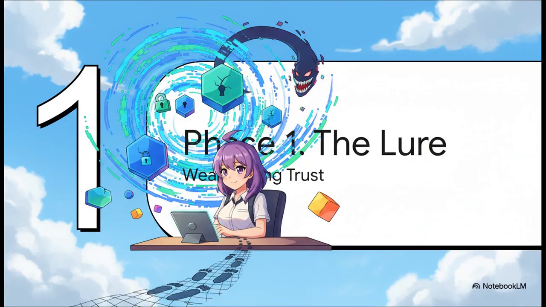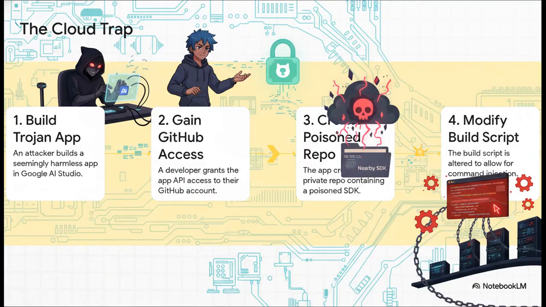So where does an attack of this scale even begin? Well, it's probably not where you'd think. It doesn't start with some crazy technical exploit, but by weaponizing the one thing developers rely on the most: trust. Trust in their official tools. So check this out. The attacker cooks up this harmless-looking Trojan app in Google AI Studio, maybe calls it a GitHub Security Auditor or something.